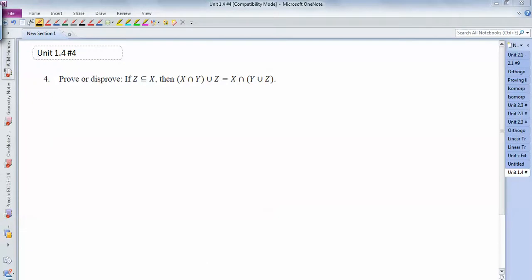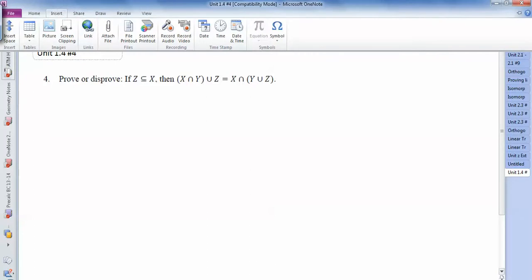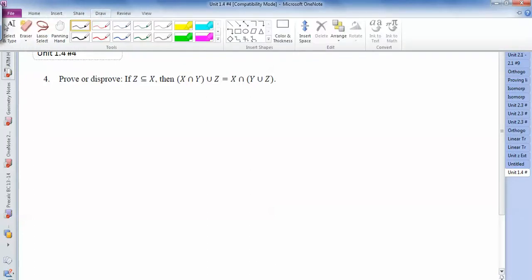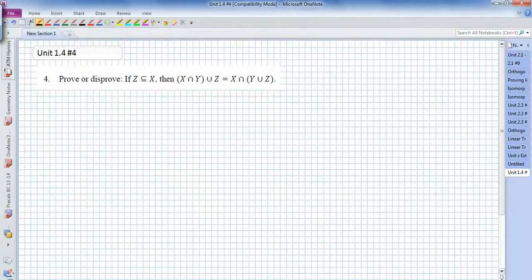Okay, so I want to do 1.4, number 4. Let's see, somehow I think I can get page lines on here, but I don't remember how, so give me one second. Probably should have done this first. There we go. Rule lines.